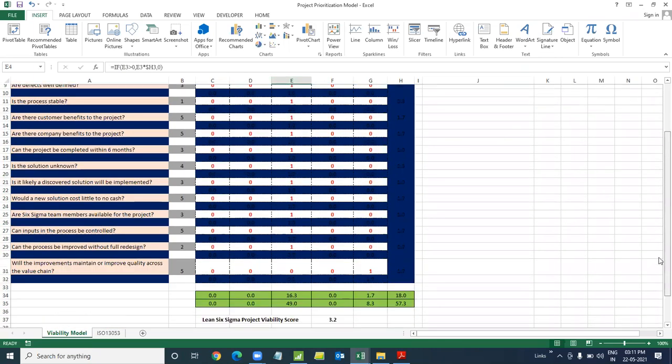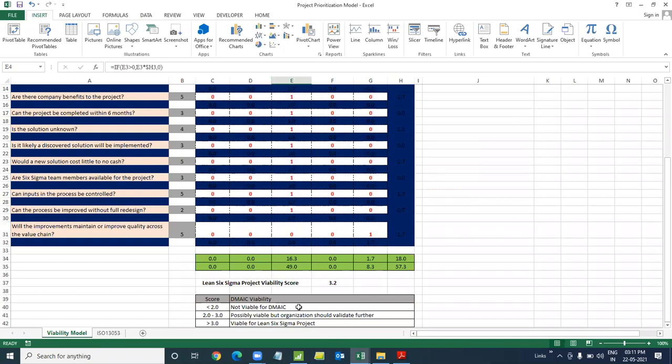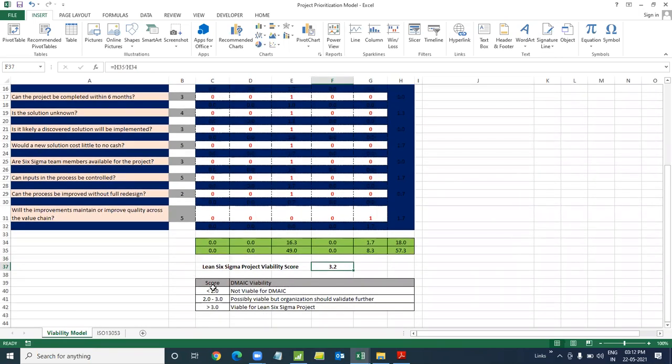You scroll down, and whatever the calculation method happens, you get your Lean Six Sigma project viability score calculated here. Now, based on this template, this particular scale, if the viability score is less than 2, it's not a good project for Six Sigma. Lean Six Sigma project cannot be done if your viability score is less than 2. If it is between 2 and 3, then it's sort of a midway, unless management is specifically okay with it, otherwise we need to further validate. Ideally, a best project will be anything more than 3 rating.